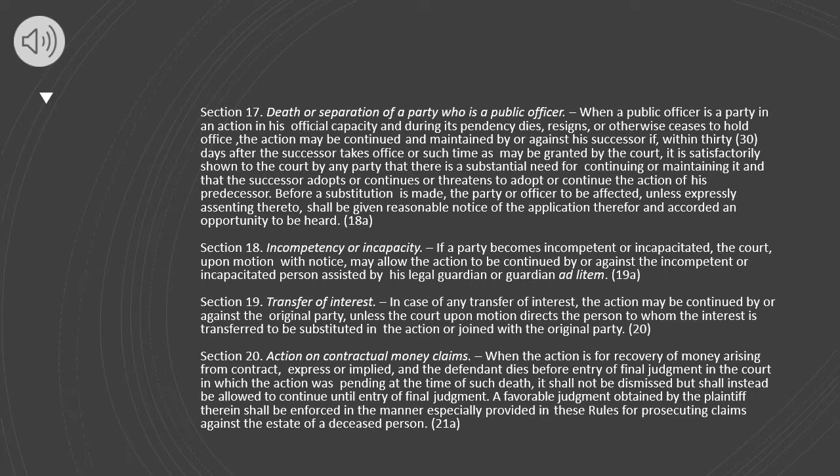Before a substitution is made, the party or officer to be affected, unless expressly assenting thereto, shall be given reasonable notice of the application therefor and accorded an opportunity to be heard.